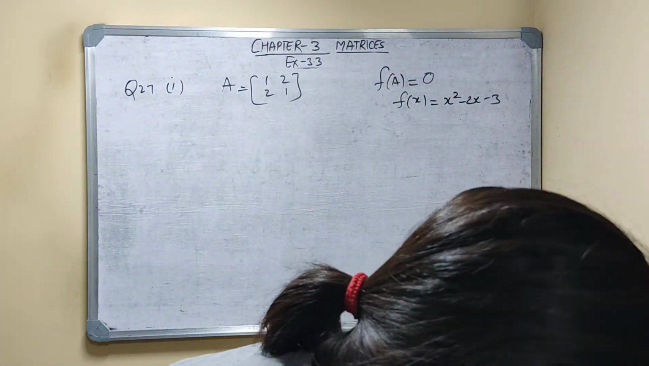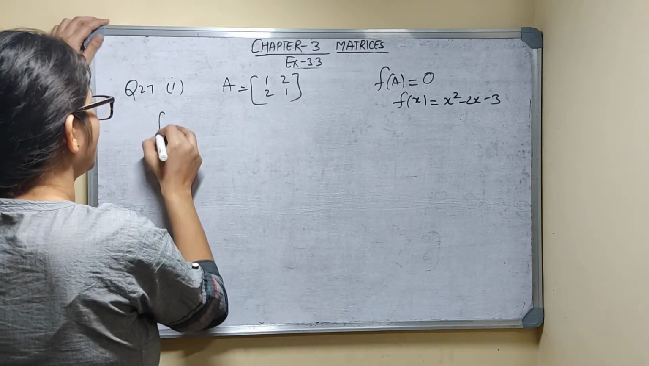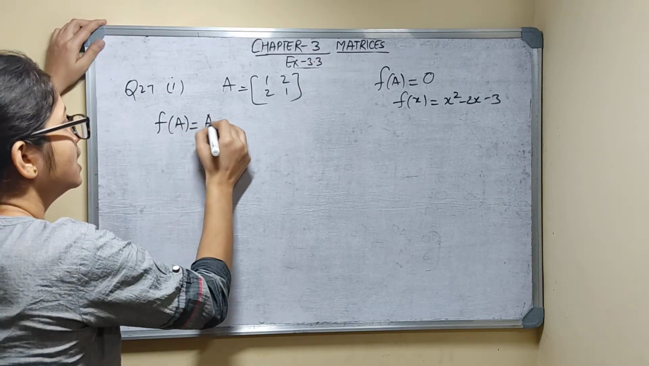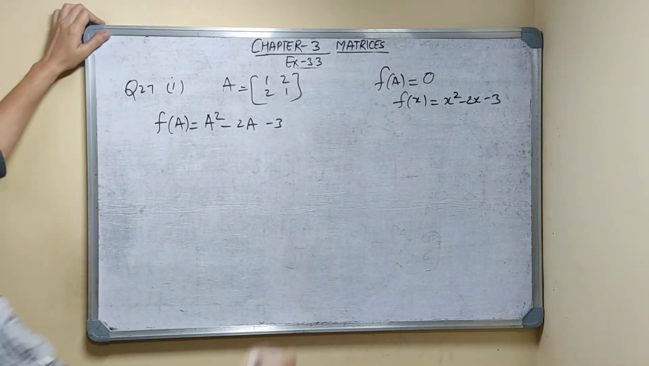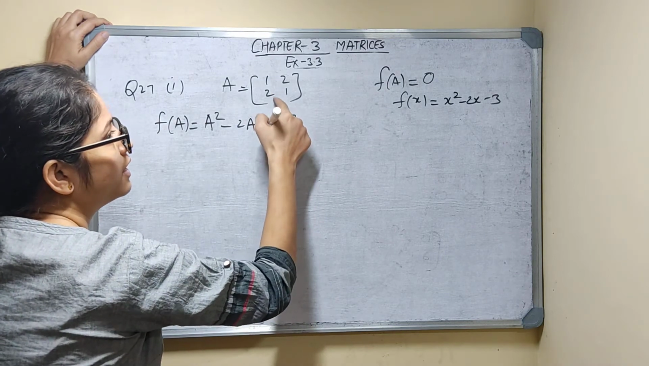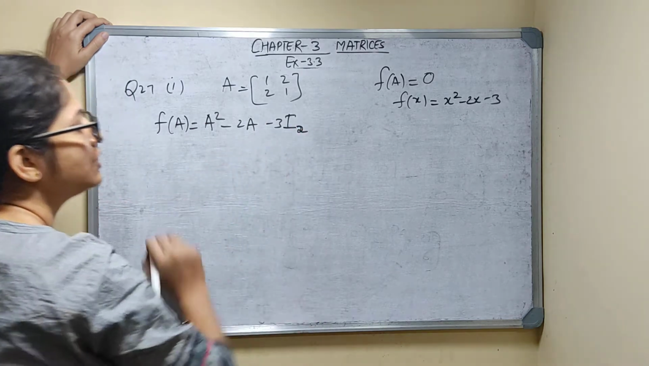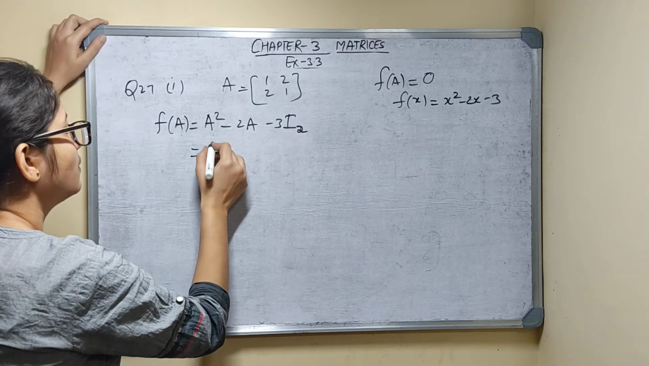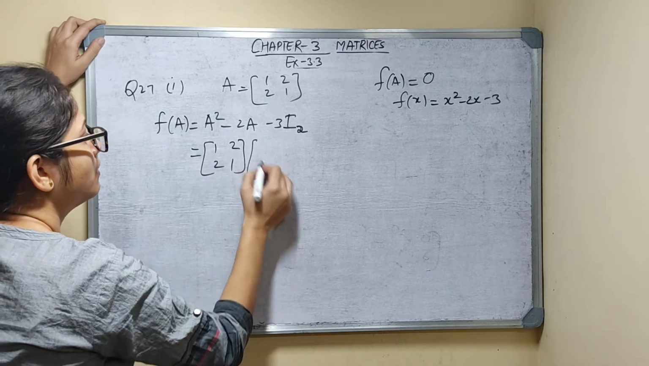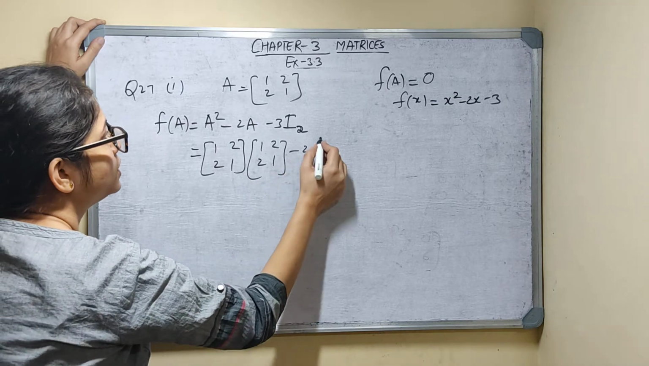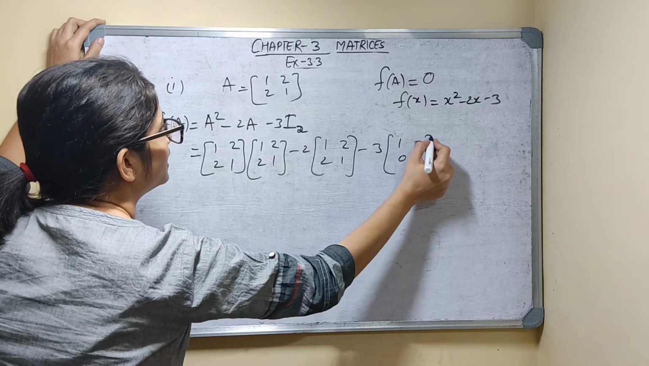So f of x is given. You can write f of A. Yes, f of A will be A square minus 2A minus 3, which is multiplied with identity matrix of order 2, I 2. So A square is 1 2 2 1 multiplied with 1 2 2 1, minus 2 into 1 2 2 1, minus 3 into I 2, which is 1 0 0 1. Solve.